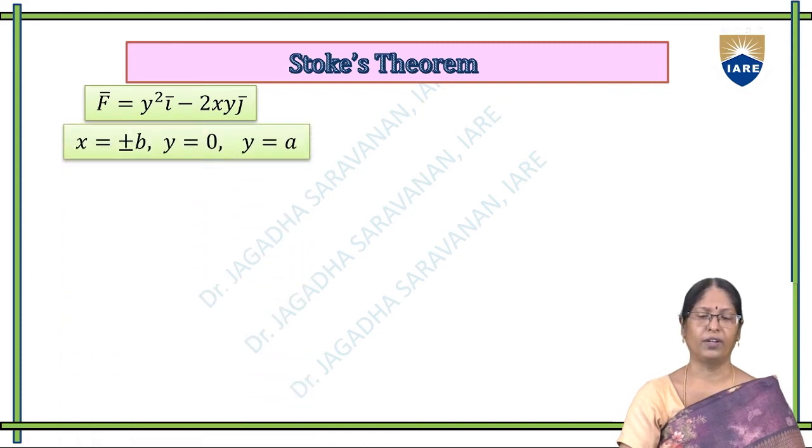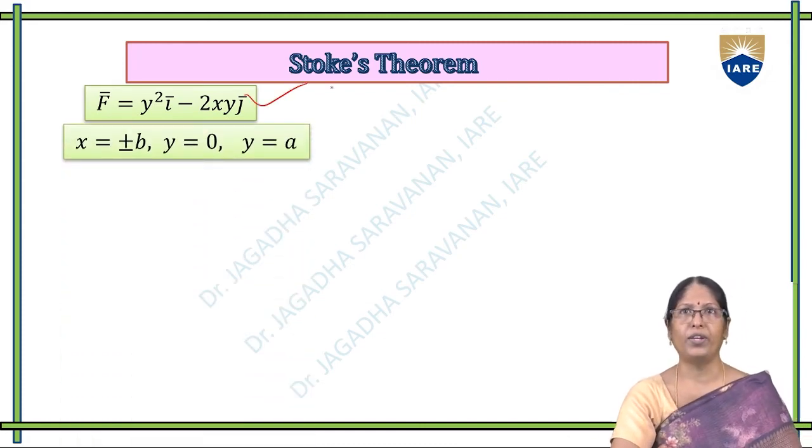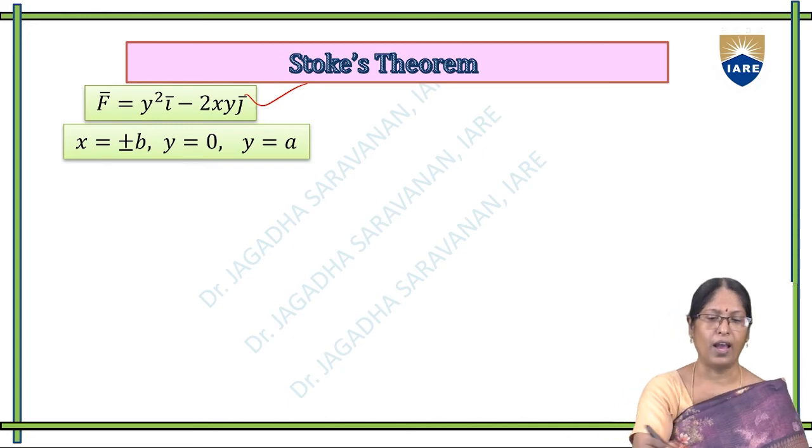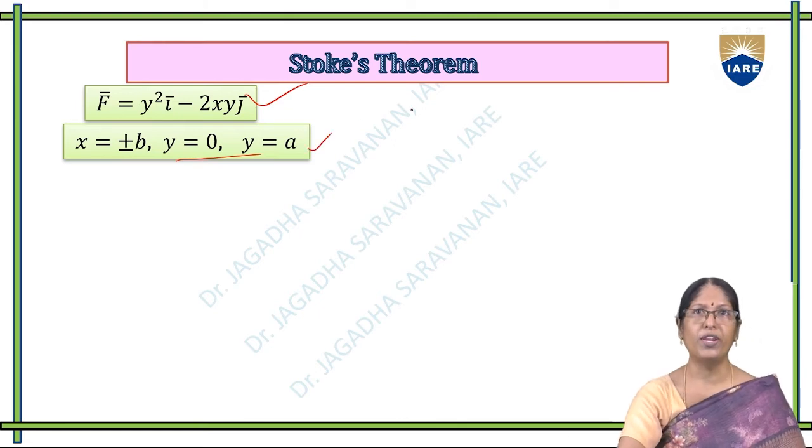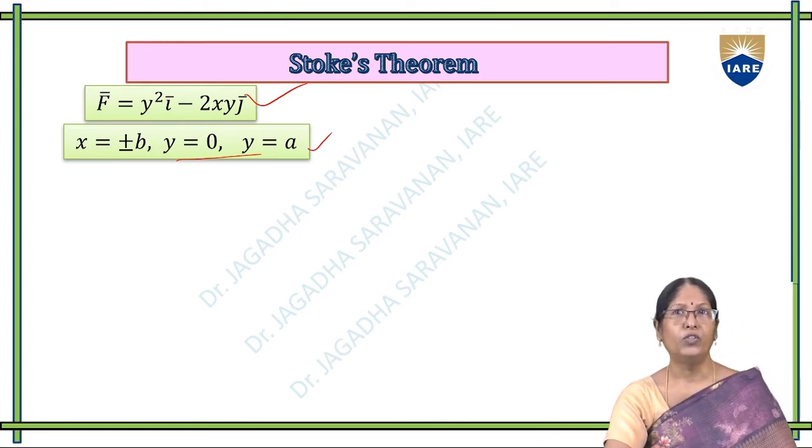So we can see it here. This is our given question, the vector point function f vector, which is equal to y square i minus 2xy j, and the bounded region given is x equal to plus or minus b, that is minus b plotted in the negative direction of the x-axis and plus b plotted in the positive direction of the x-axis, and y from 0 to a. With this bounded region, we got a geometrical figure.